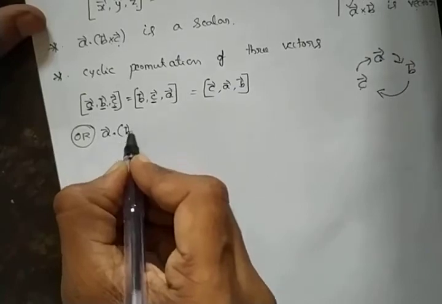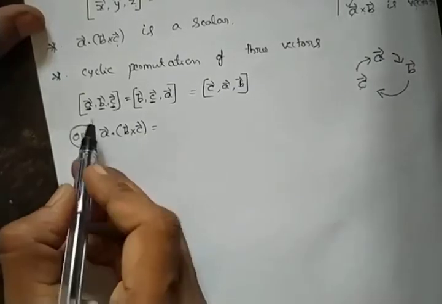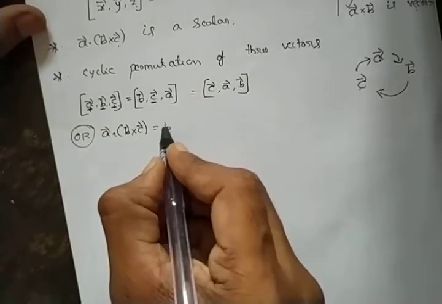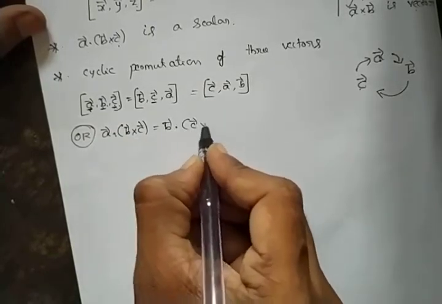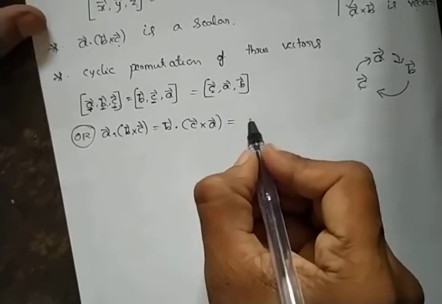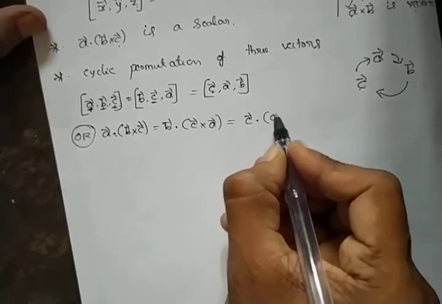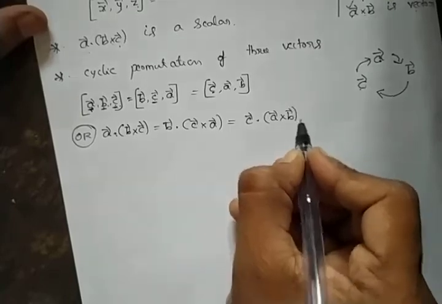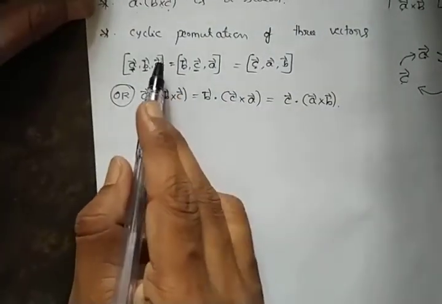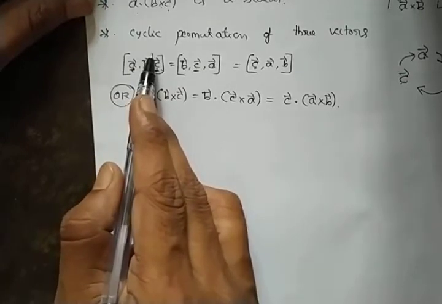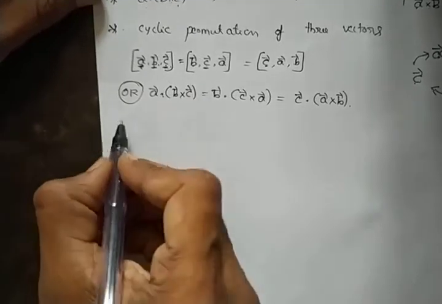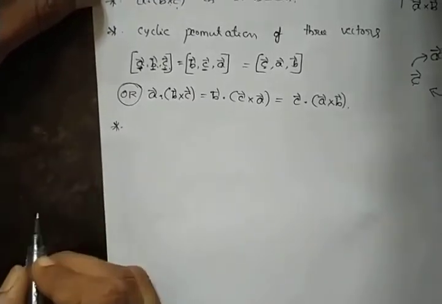A dot B cross C equals B dot C cross A, which is equal to C dot A cross B. Hence, cyclic permutation of three vectors does not change the value of the scalar triple product. Next point.